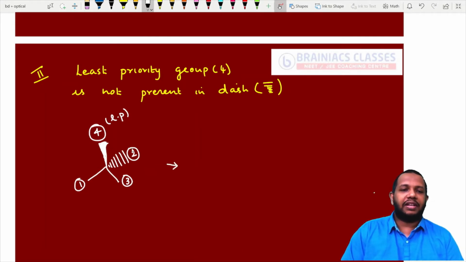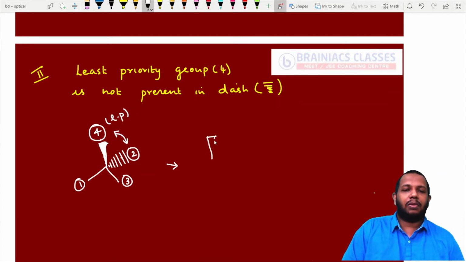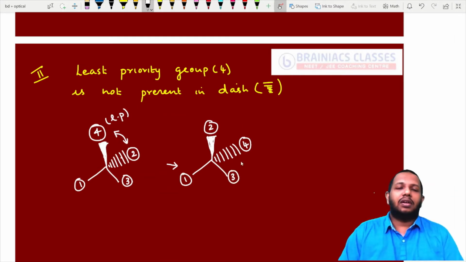So how will you do that? Do an interchange between these two, because the 4 needs to move to the dash, then whoever is present in the dash, 2, needs to come here. So I am redrawing again. Now I have redrawn like this, see here. After redrawing, 2 will come here, and the dash will now have 4. The other things will remain the same, here 1, here 3. Now let's see again, do the same method.